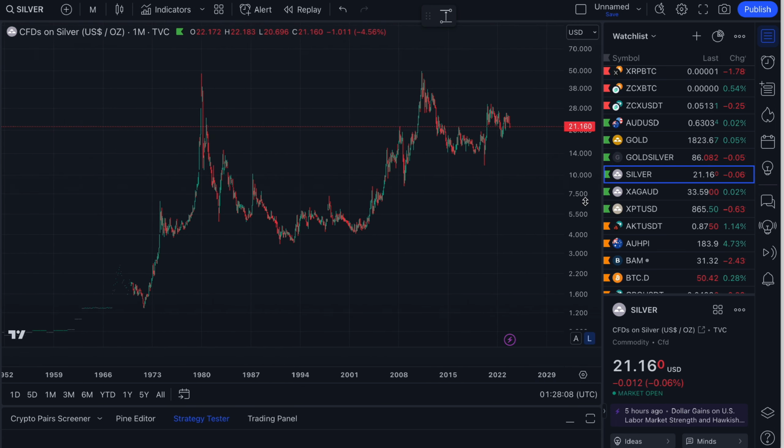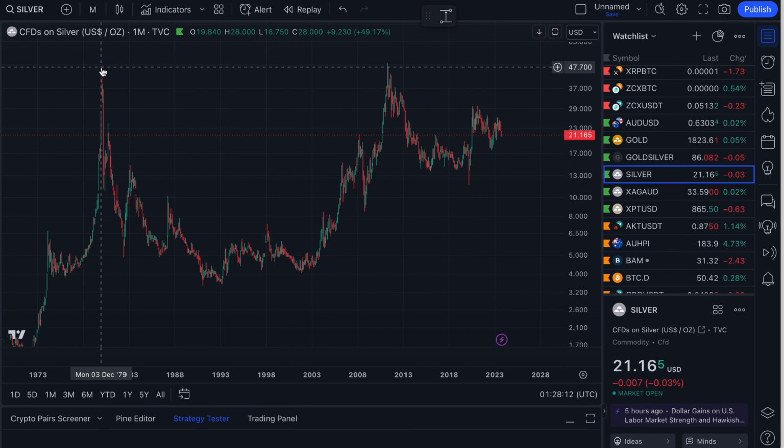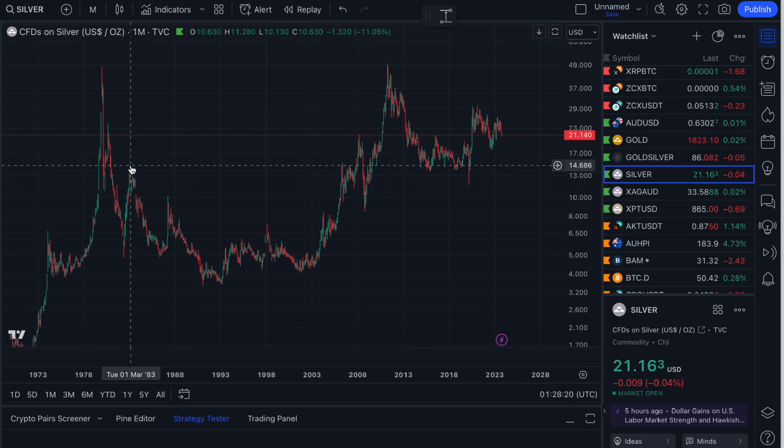So let's pretend you're in 1980 or in the early 80s and you saw that move up to $50 in 1980, and then you had this big retracement back down to $5, and then you saw this big spike up here to around that $14 to $15 mark. And you thought, gee, I like Fibonacci. It's a great analysis tool.